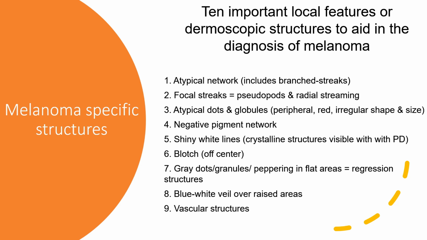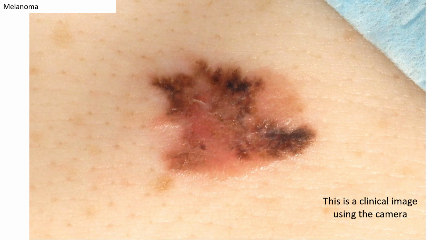We look for an atypical network. We look for focal streaks. We look for atypical dots and globules, a negative pigmented network, shiny white lines only seen in the polarized mode, an eccentric blotch or eccentric dark structureless area off-center, gray dots granules in flat areas, a blue-white veil over raised areas, and vascular structures. Here we have a clinical image using the CASIO camera.